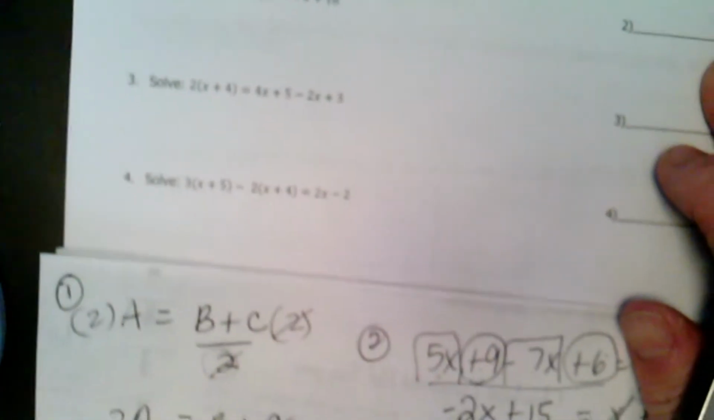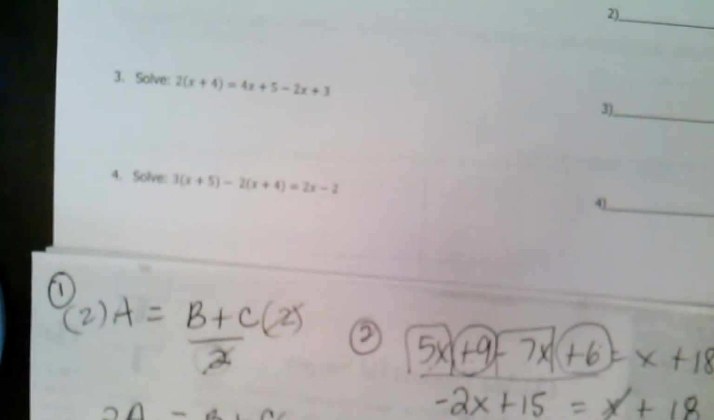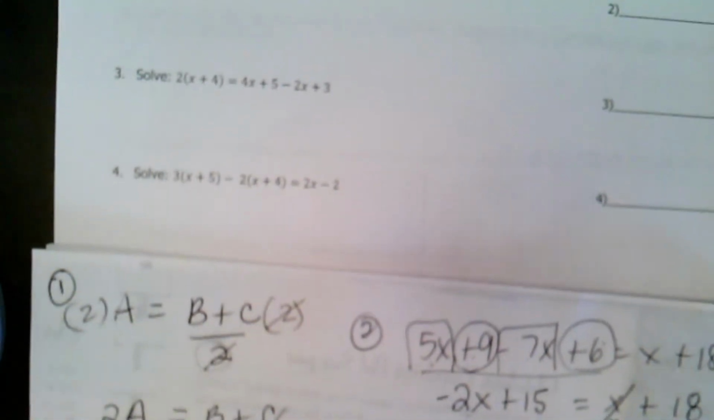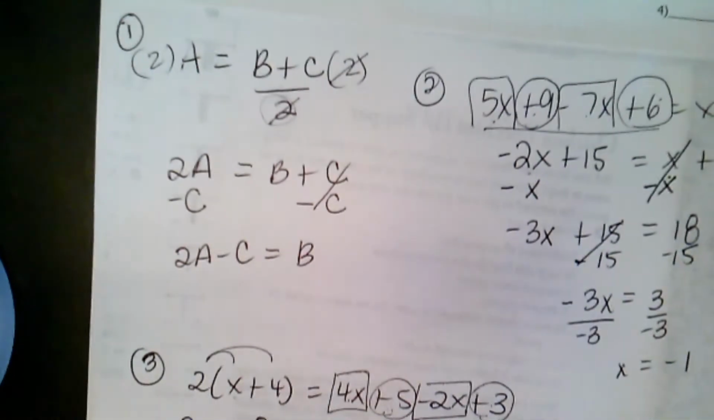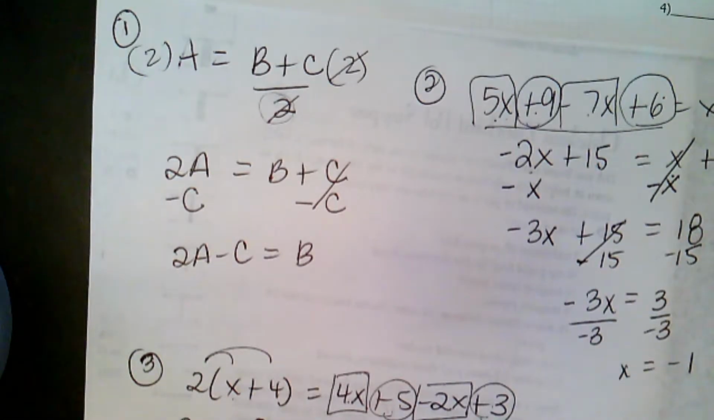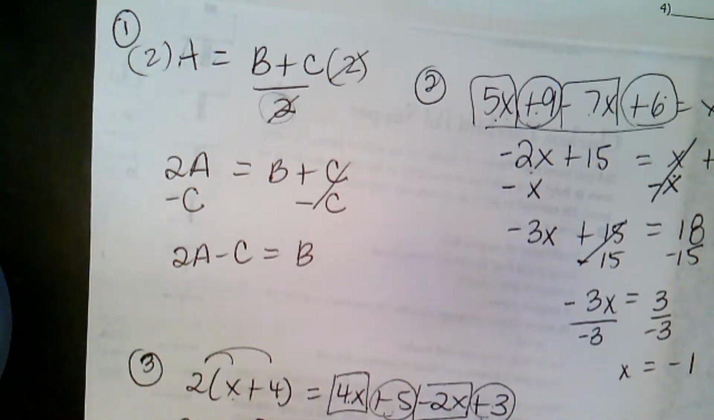Alright, number 4. Solve 3 times the quantity x plus 5 minus 2 times the quantity x plus 4 equals 2x minus 2. So again, just like number 2 and 3, just a step harder. Let me get it written here, and then we'll go over it.